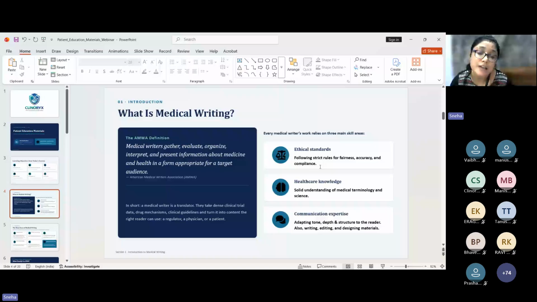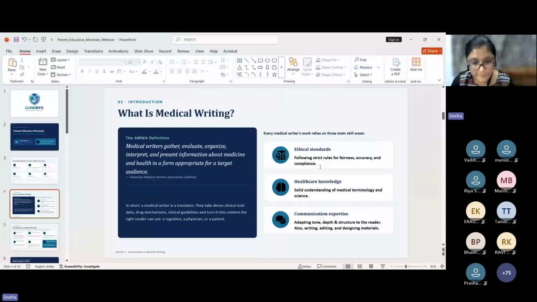Medical writing is an umbrella term, and every form of medical writing has a target audience, because you're not writing a regulatory write-up for a common layman or for a patient. Again, if you're writing healthcare content, then you're not writing it for the regulatory bodies. So every form of medical writing has an appropriate set of target audience. In short, a medical writer is a translator. They take dense clinical trial data, drug mechanisms, and clinical guidelines, and turn them into content the right reader can use: a regulator, a physician, or a patient.